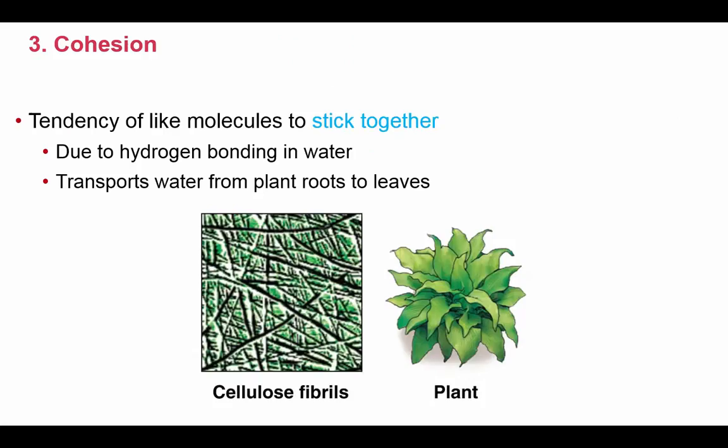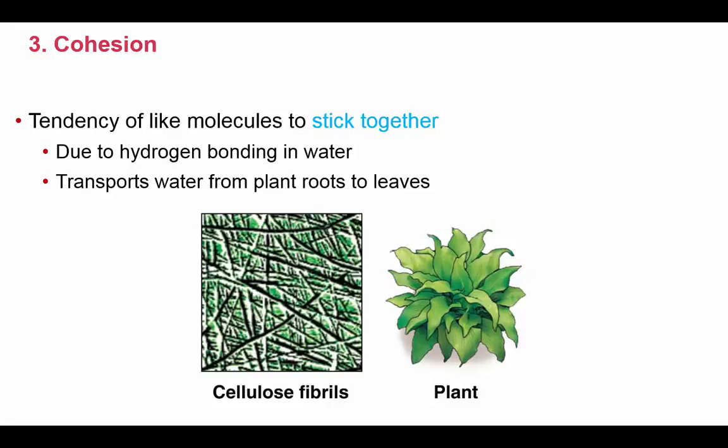Third property of water is cohesion. Cohesion by definition is just the tendency of like molecules to stick together. So if we say that water is cohesive, we're saying that typically water sticks to water. The main reason is because of the hydrogen bonds that form in water that hold all these molecules together. A benefit of water being cohesive is, you think about plants, it allows plants to transport water from their roots up to their leaves, up to the top of the plant, because the water molecules stick together.